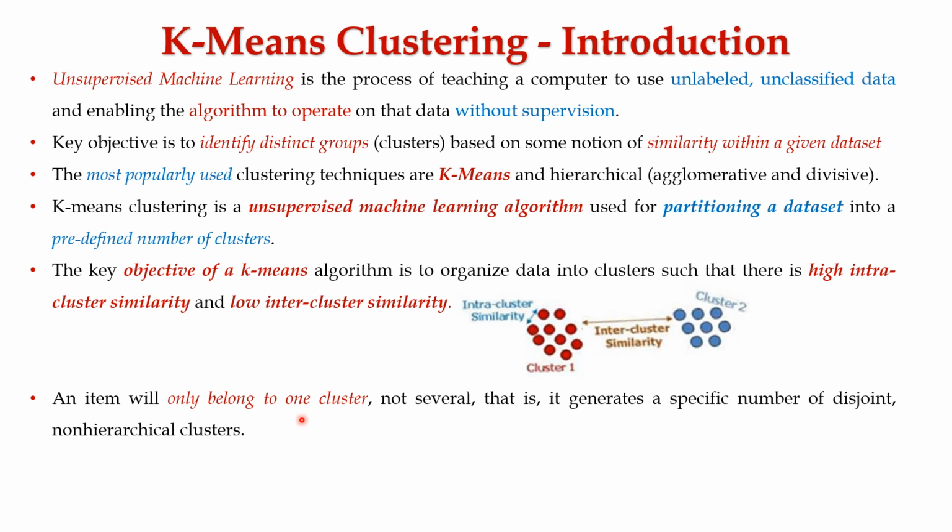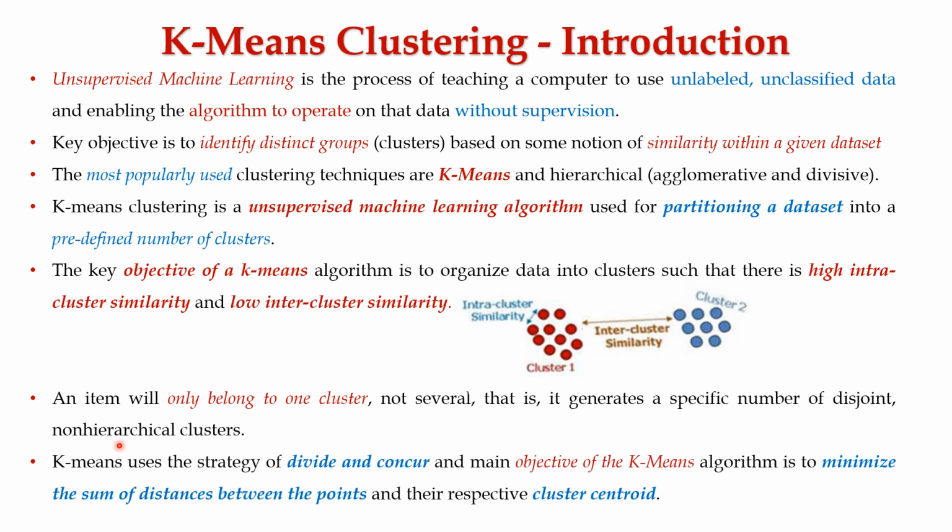An item will only belong to one cluster, not several. That is, it generates a specific number of disjoint non-hierarchical clusters. K-means uses the strategy of divide and conquer, and the main objective of K-means algorithm is to minimize the sum of distance between the points and the respective cluster centroid.